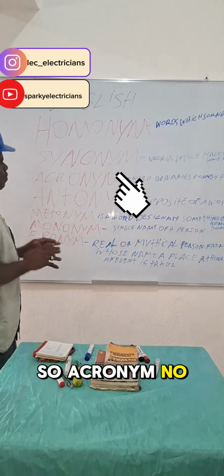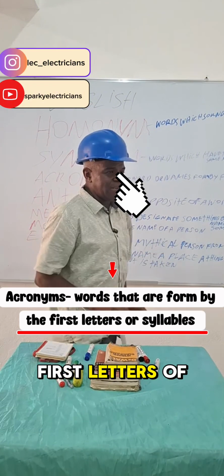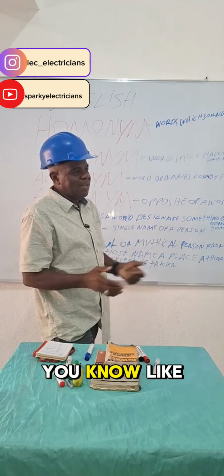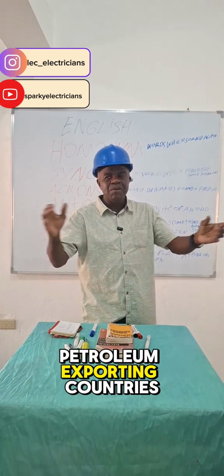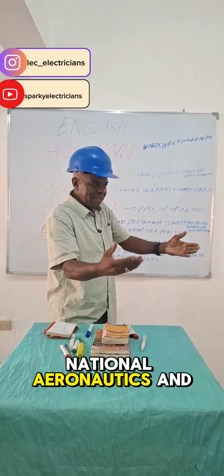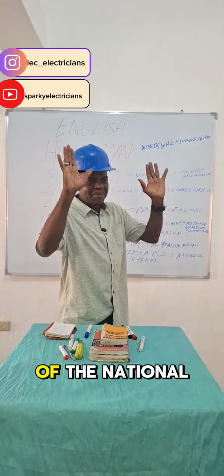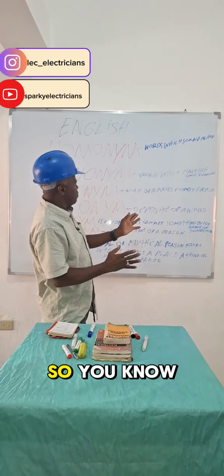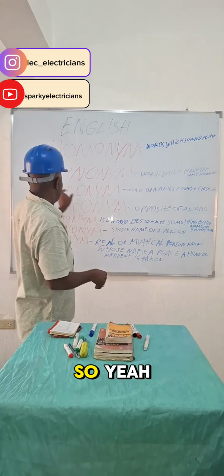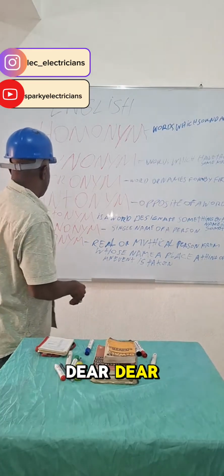So acronym now, words or names formed by the first letters of a word. Prime examples of that are OPEC, Organization of Petroleum Exporting Countries, right? You have NASA, National Aeronautics and Space Administration. So those are prime acronyms that you come across. So, acronym, right?